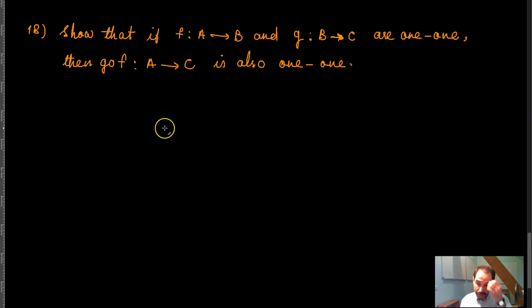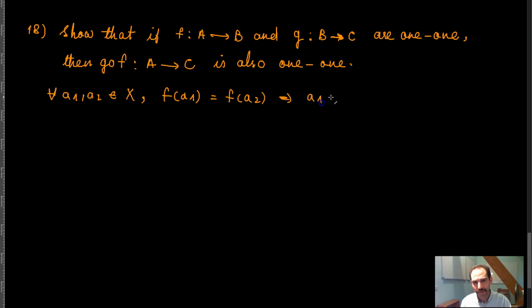Now, in order to show that the function is 1 1, and here we want to show that basically the function g o f is 1 1. So in order to show that the function is 1 1, we said that for every, for example, a1 and a2 belonging to the domain, if f of a1 is equal to f of a2, if that implies that a1 is equal to a2, then that means that basically f is a 1 1 function, right? So you can make this assumption for the function that you want to show is 1 1, that this is the case.